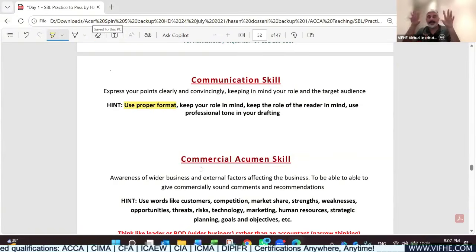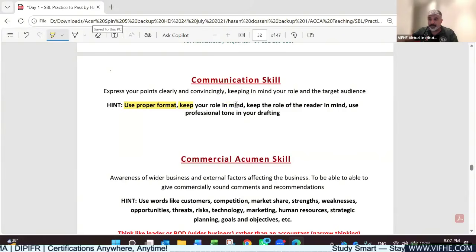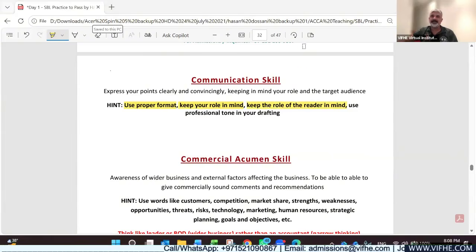The format, remember, report or briefing paper, that format should be professional. Then the second thing is you need to keep your role in mind, whether you are internal or external. So your drafting tone, insider or outsider. Easy? This one is very important: keep the role of the reader in mind. What does this mean? Keep the role of the reader in mind.